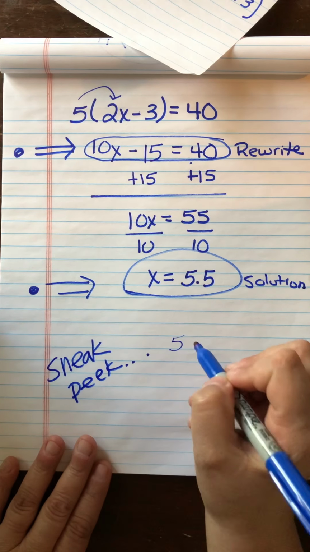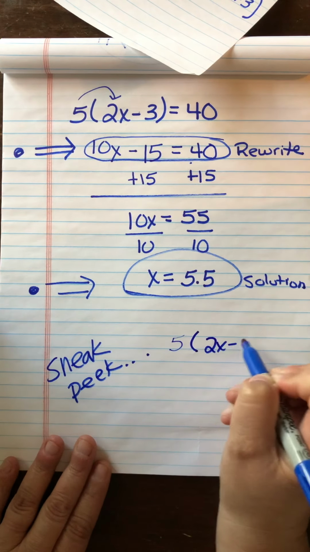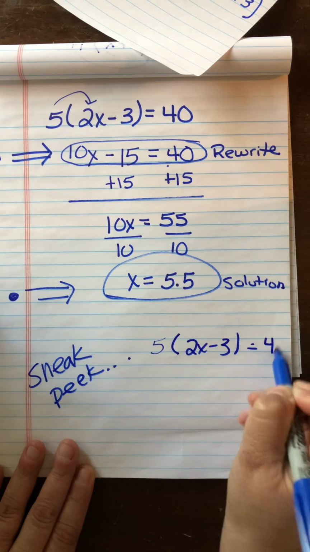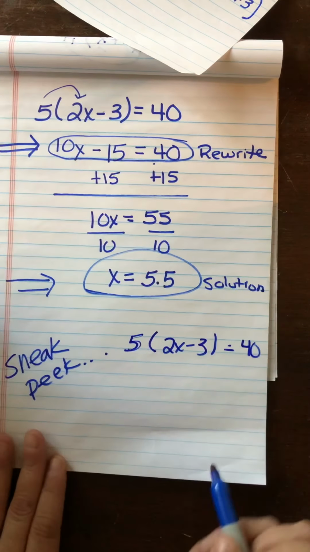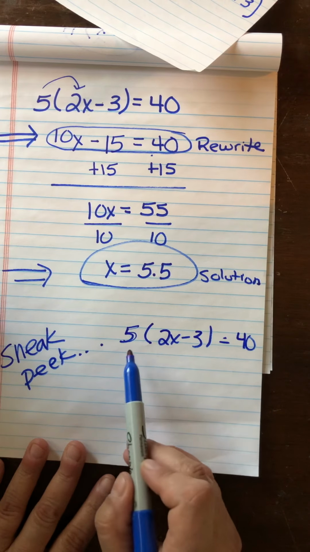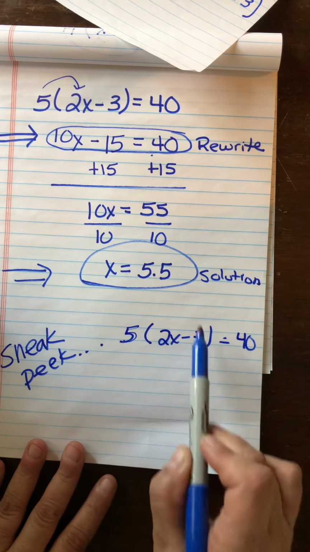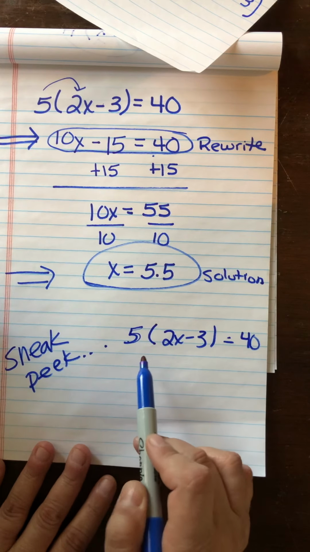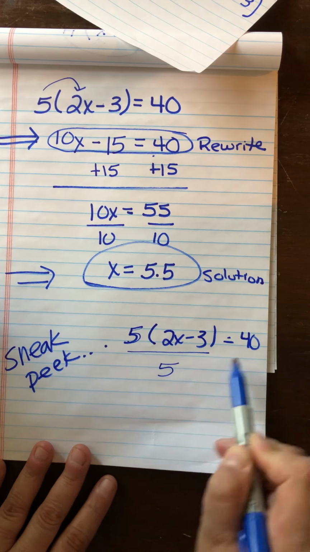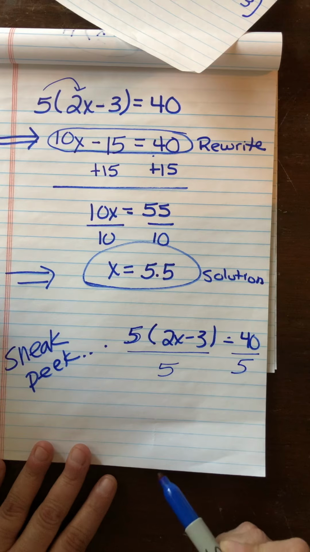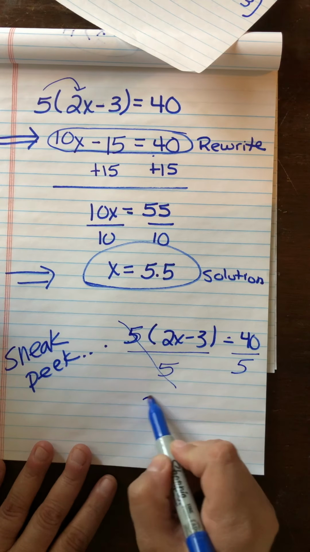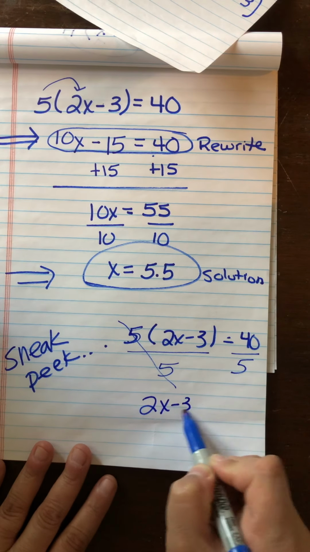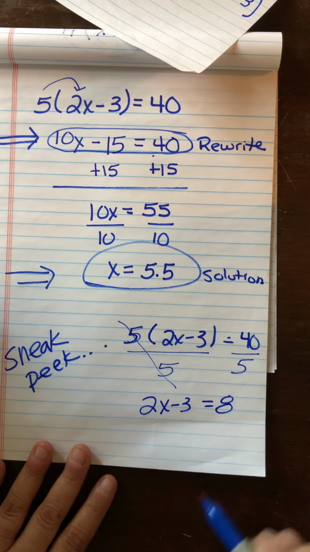Problems like this where I have 5 times 2x minus 3 equals 40. Something I can do is, this is really 5 times an expression equals 40. So I can get rid of this 5. So I could divide both sides of the equation by 5. And I find out that 2x minus 3 is equal to 8.